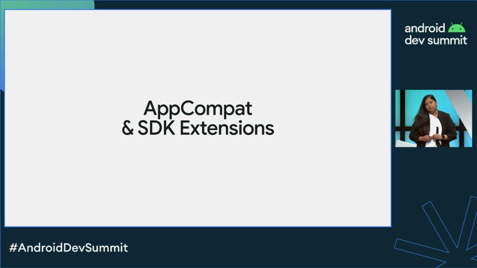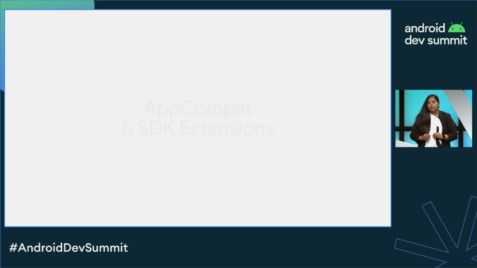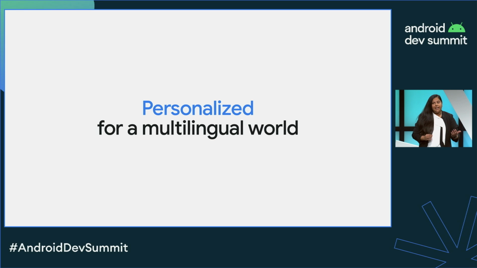Starting with personalization. The world is multilingual, with people often communicating in different languages in different contexts. With Android 13, we've introduced per-app language preferences to improve the experience for multilingual users.